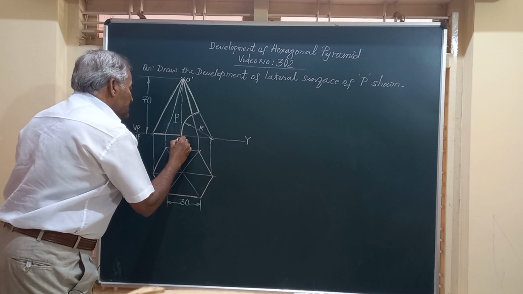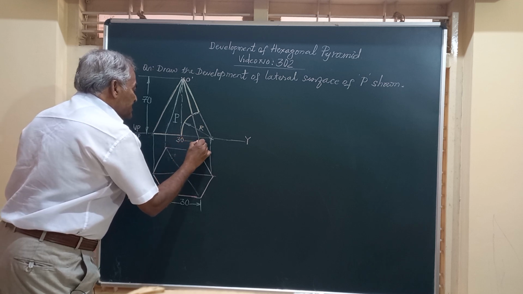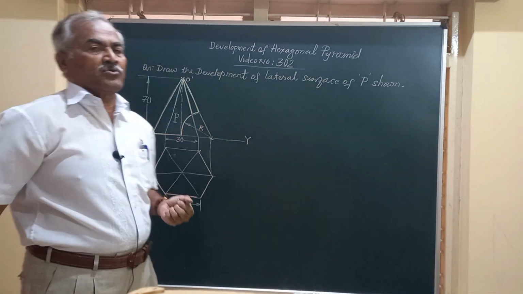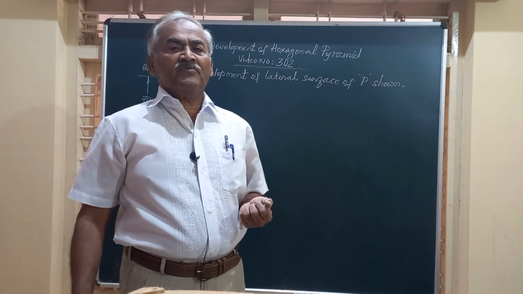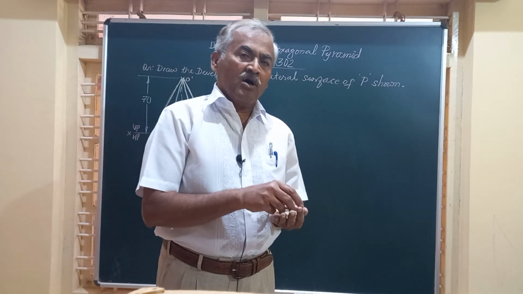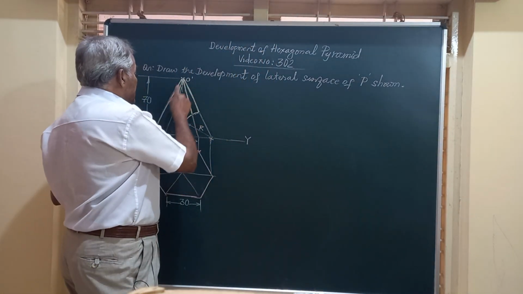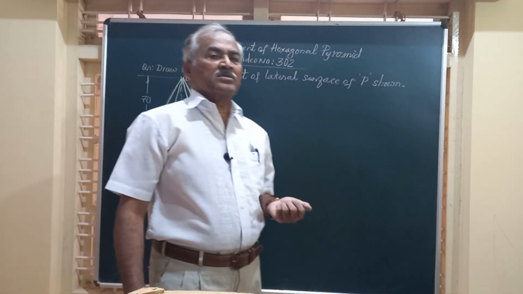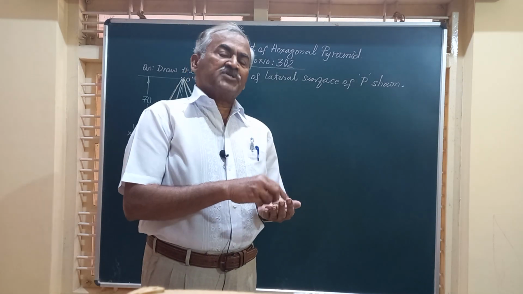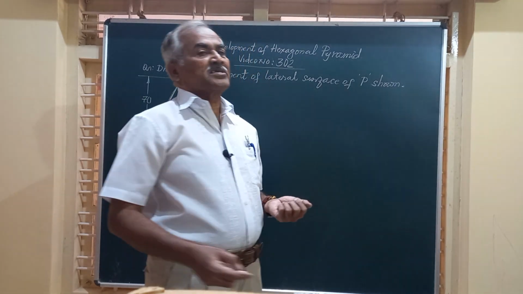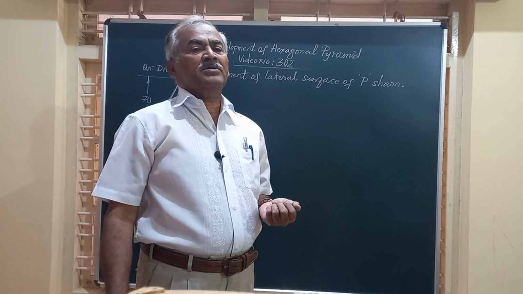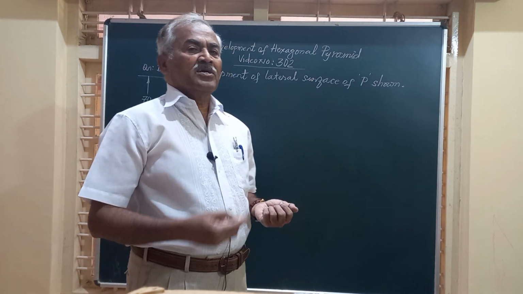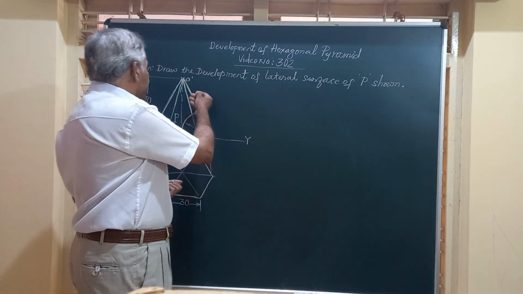They will say this is a pyramid of size 30 mm and height 70 mm, cut by a section plane as shown. Draw the development of the lateral surface of the part P, that is this part P, left over as shown. Friends, as usual, assuming that the pyramid is not cut by any section plane, you know how to obtain the development of this hexagonal pyramid.